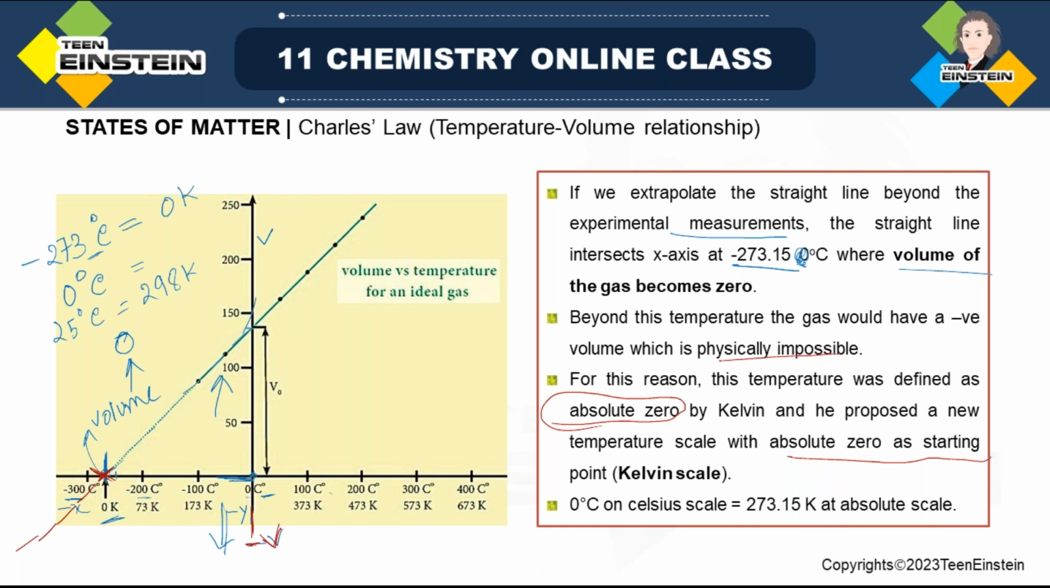So these are the two scales, and you can compare: 0 degree centigrade on the Celsius scale is equivalent to 273.15. Though we do not consider this 15, we simply say 273 Kelvin, which is the absolute scale. So this is the minimum temperature possible. Further, if you move, suppose if you are saying minus Kelvin, why is it not possible? Because when it is minus Kelvin, volume will also be 0. So that is why it is not possible.